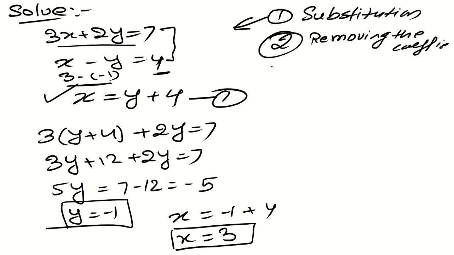And now, what is the removing the coefficient or elimination method? What is that? Just try to understand. I am writing here so that we can match the answer.